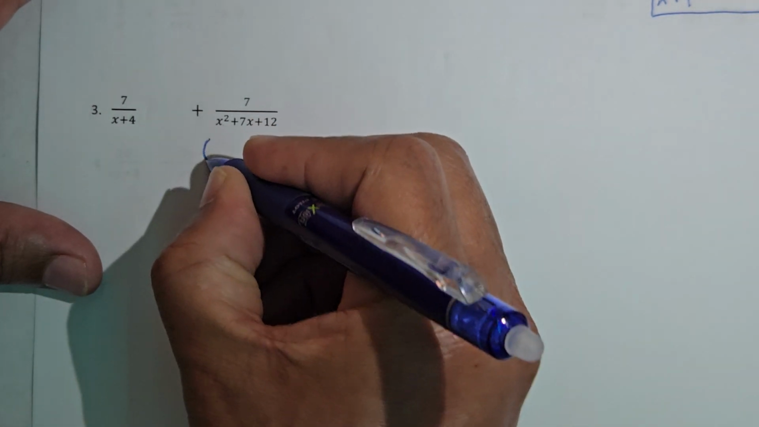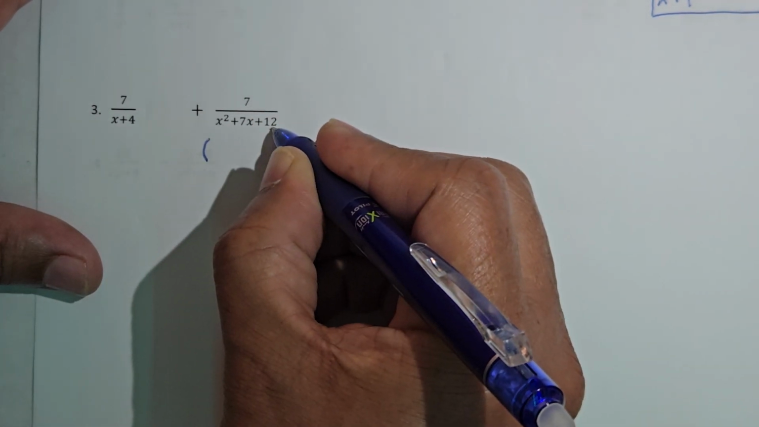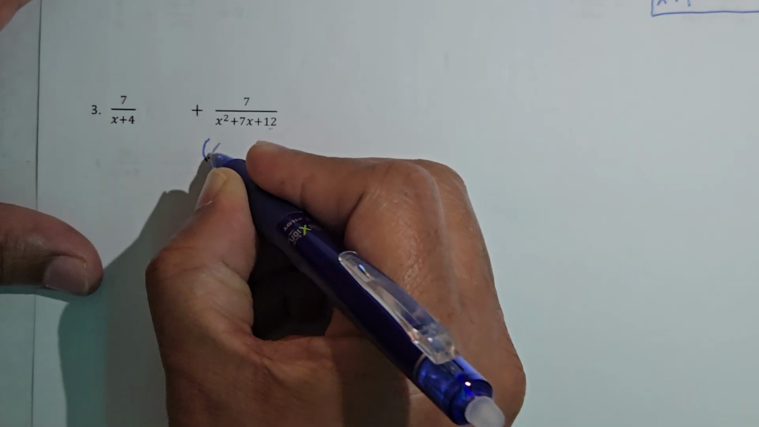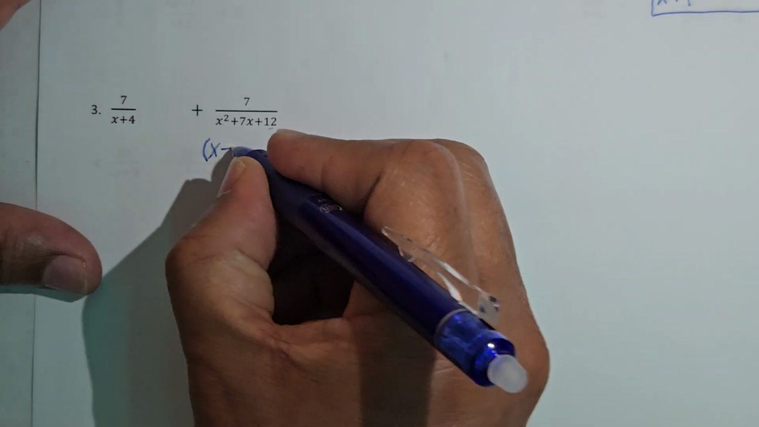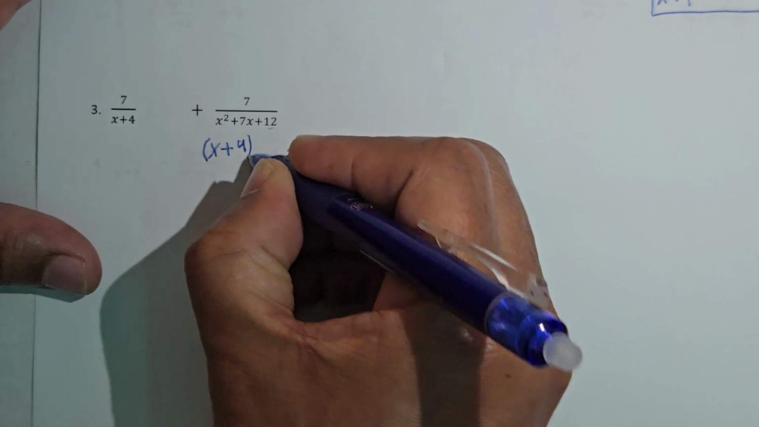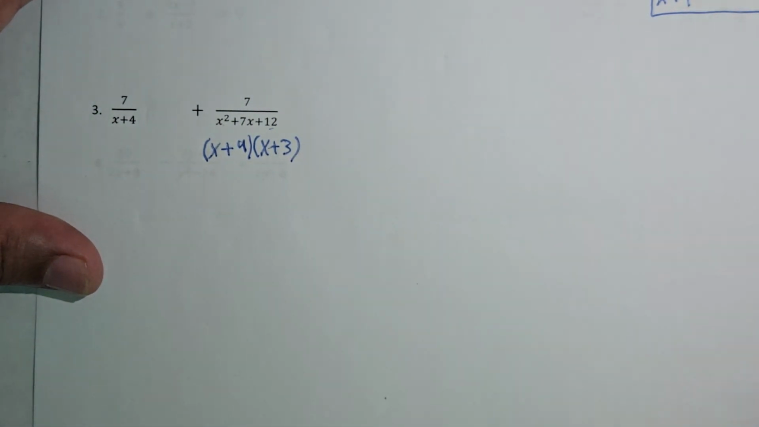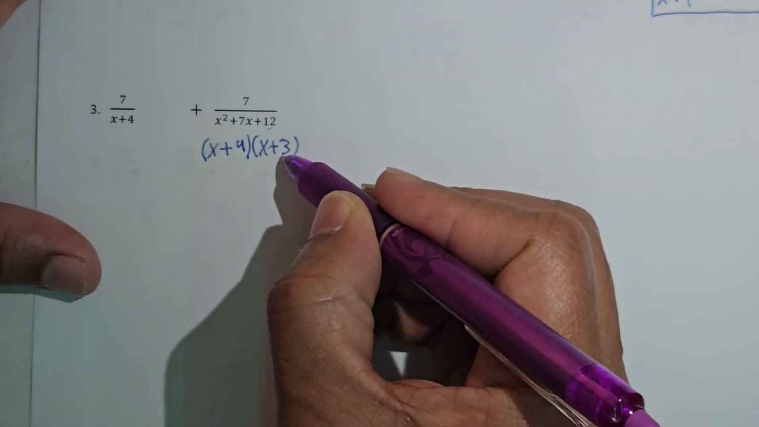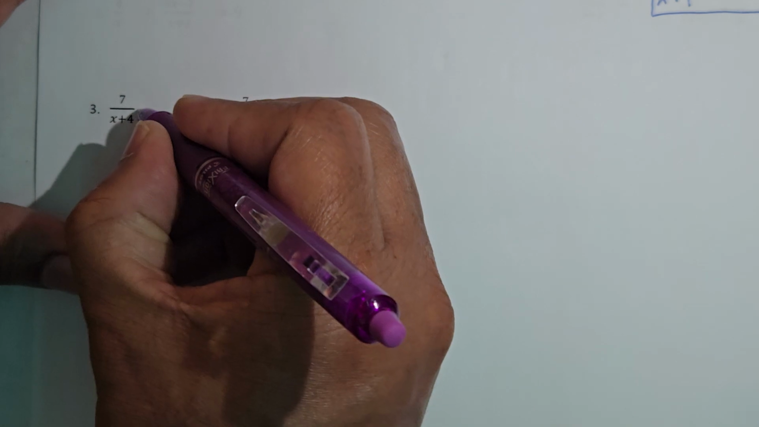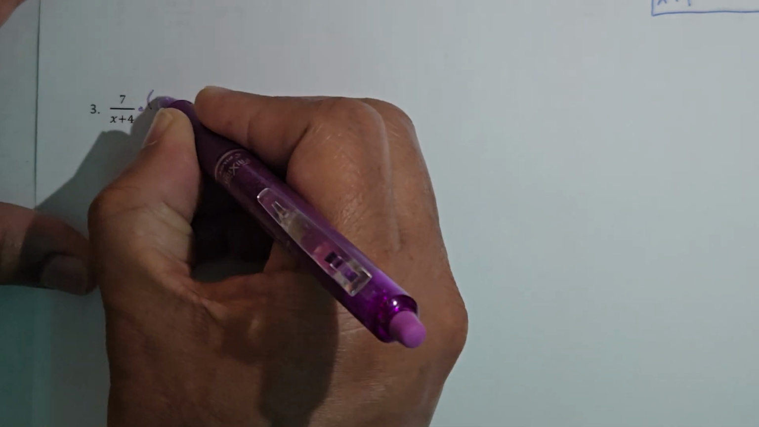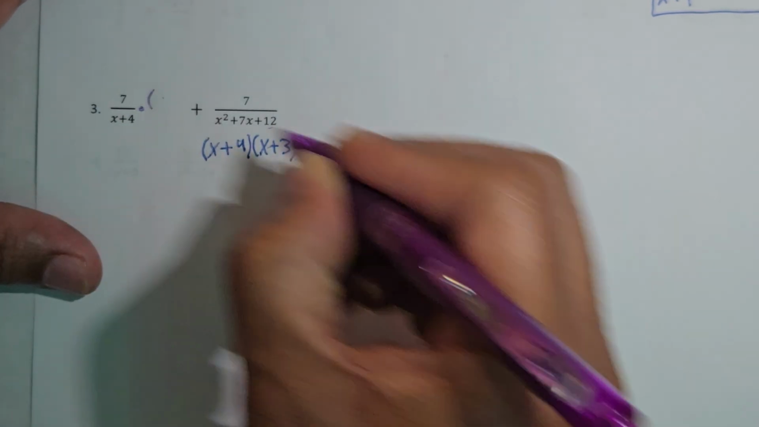So what we need to find is the multiples of 12 that, when we add those multiples, give us 7. So those are 3 times 4. So x plus 4 times x plus 3. So now we can see that this expression is missing the x plus 3, because it does have the x plus 4. So then let's multiply numerator and denominator by x plus 3.